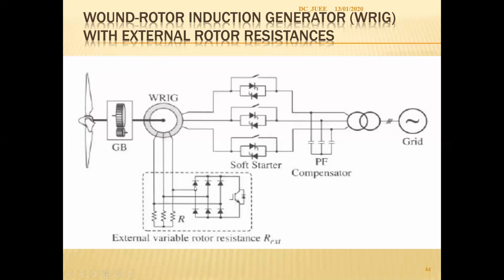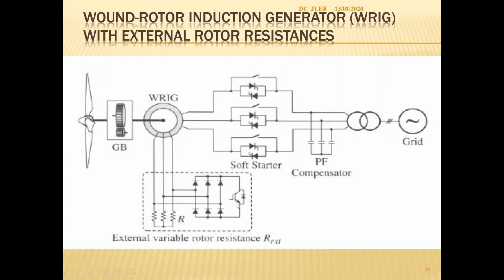These 3 terminals will be shorted. Just you see, the 3 terminals will be shorted. When the transistor is off, resistance will appear. That means if you switch this transistor on and off at a different duty ratio, the effective resistance connected to the rotor will vary. And according to the speed of the wind turbine, if you vary this duty ratio of the transistor switching, a variable rotor resistance can appear to give you a wider speed range.